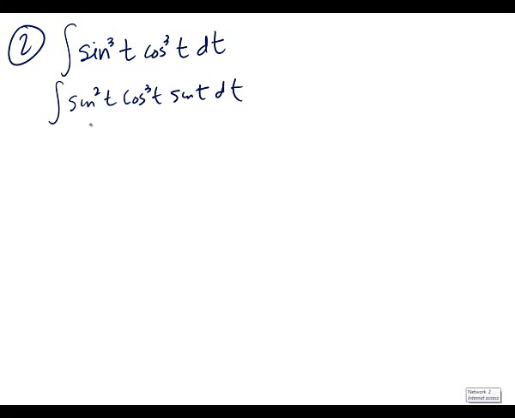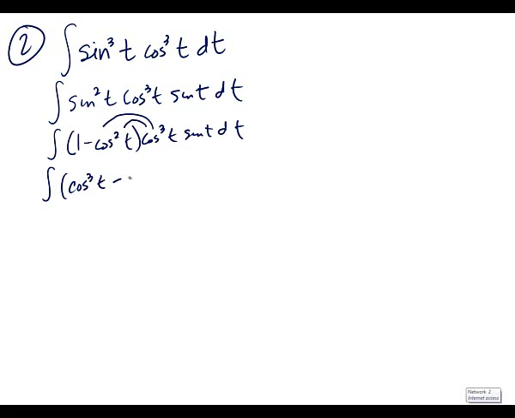Alright, then when we have this, I'm going to go ahead and replace the sine squared with a Pythagorean identity. So I'm going to use the Pythagorean identity: 1 minus cosine squared t, times cosine cubed t sine t dt. And we're going to take this and I'm going to distribute it in. So now I have cosine cubed t minus cosine to the 5th t times sine t dt.